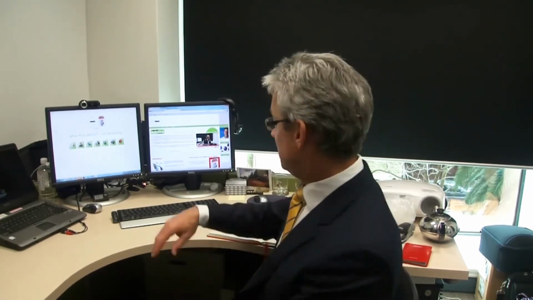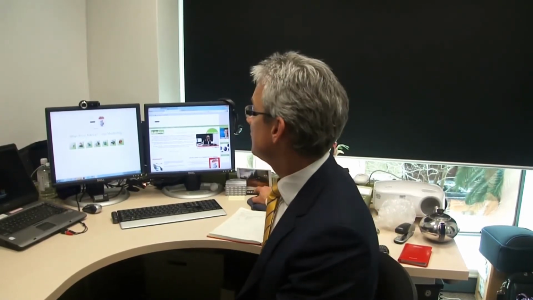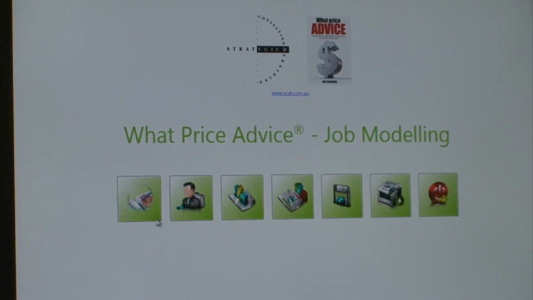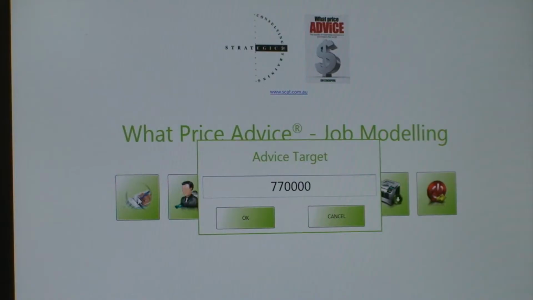Looking at the screen here, once you download the application, it comes up with this screen, which is the What Price Advice job modelling. The first thing you'll do on that screen is set up, for the next 12 months coming up, what sort of advice targets you want to generate in your business. You might be trying to write $200,000 or $1 million worth of business out of the advice, and you build that as your first step in the model.